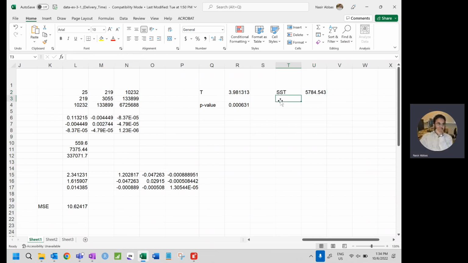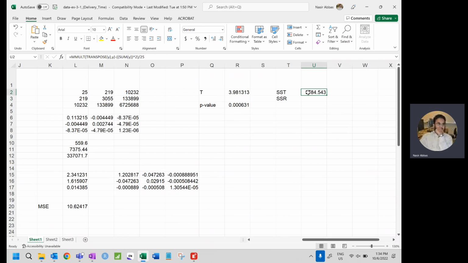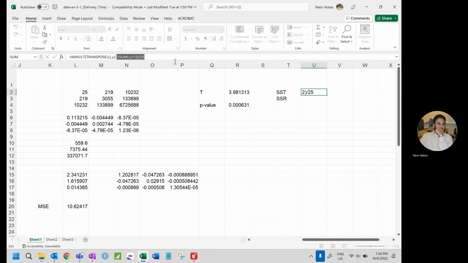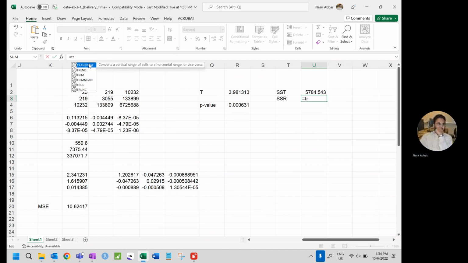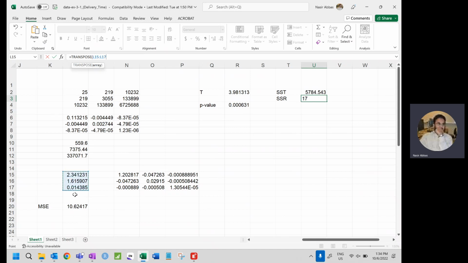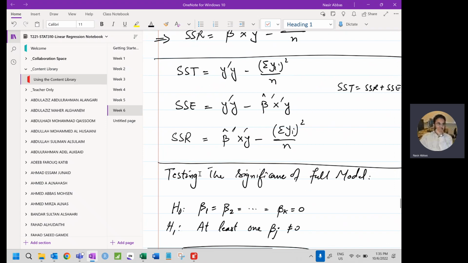Now, out of this total variation, did I add the formula for SSR? SSR is not y prime y, it's beta hat prime. So let me copy the correction factor only. SSR is the transpose of this beta hat. It's here. SSR is here: beta hat prime x prime y minus the correction factor.